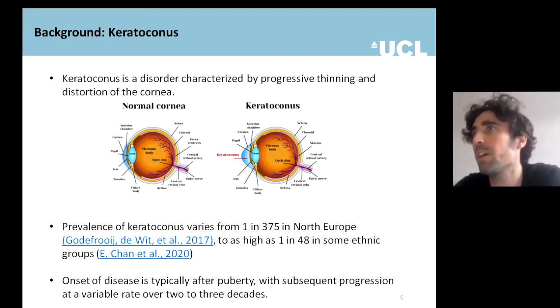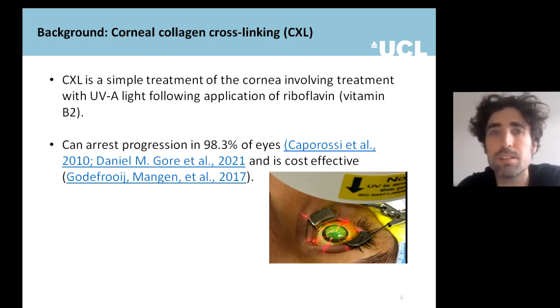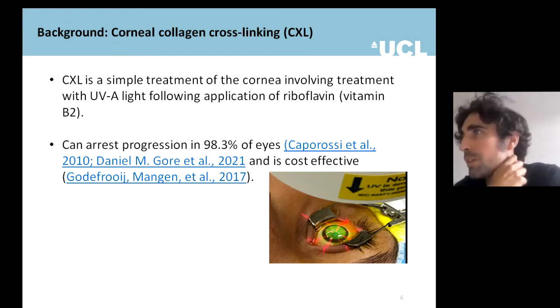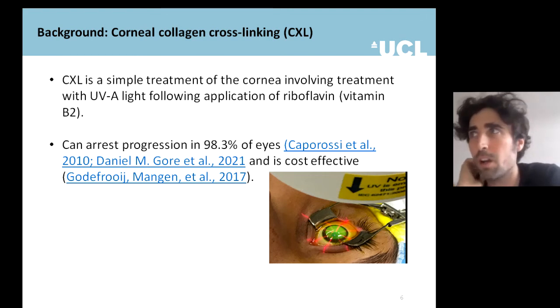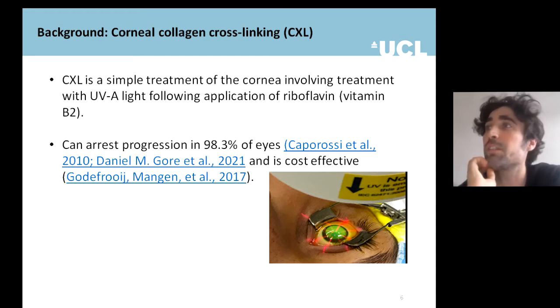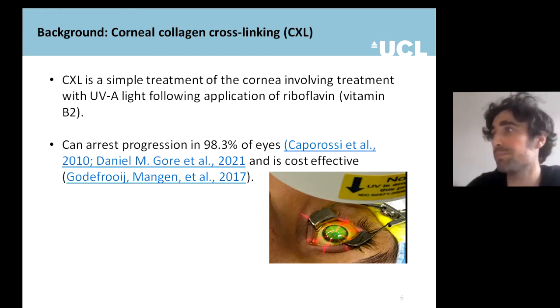So the good news is, since the early 2000s, there's a treatment for keratoconus known as cross-linking, which arrests the progression. This is a fairly simple treatment involving UVA light and riboflavin. It's shown to have an effectiveness of 98.3% of eyes, and it's also cost effective. And the bottom right here is a little picture of the cross-linking procedure.